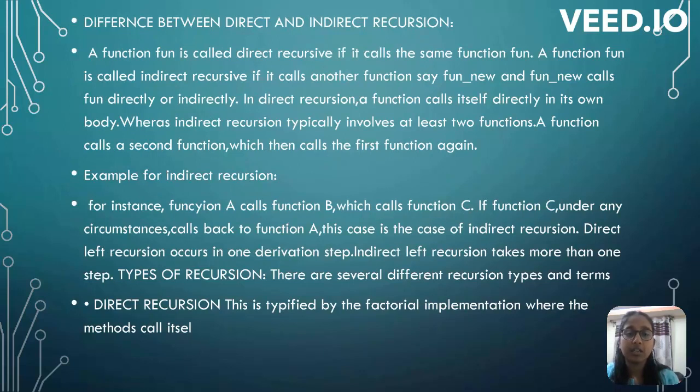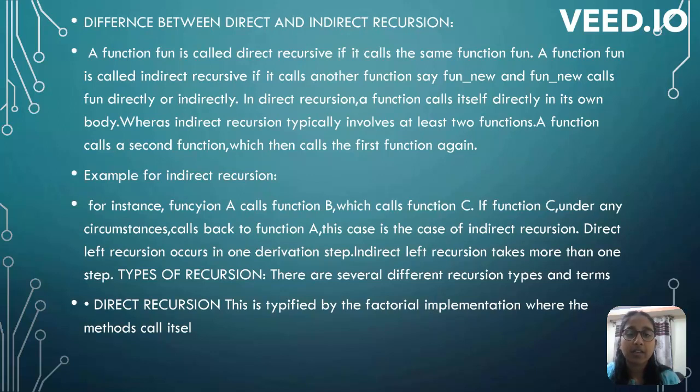Difference between direct and indirect recursion. A function is called directly recursive if it calls the same function. A function is called indirectly recursive if it calls another function, say new, and new calls the function directly or indirectly. In direct recursion, the function calls itself directly in its own body, whereas indirect recursion typically involves at least two functions. A function calls a second function, which then calls the first function again.